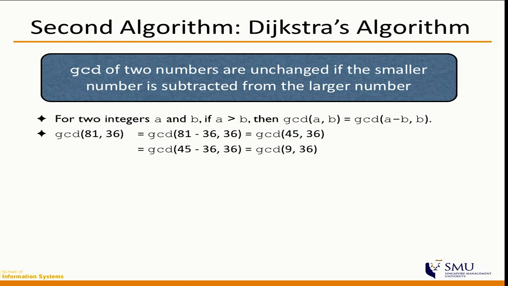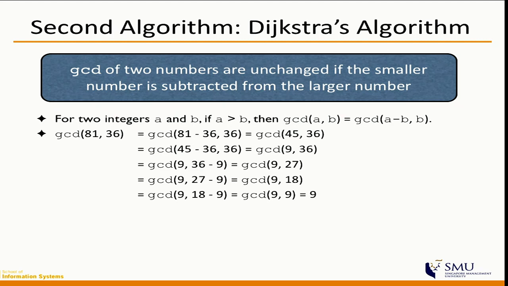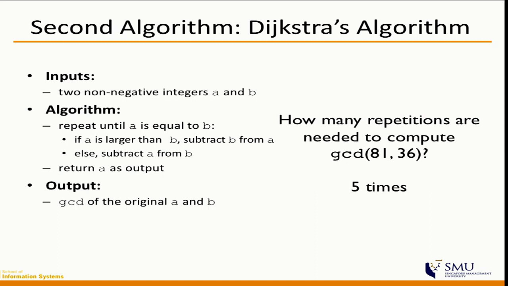Then you transform it again into a smaller problem: 9 and 36, 9 and 27, 9 and 18, and finally you get 9 and 9. You cannot get any smaller than that. You have already found the answer. How many steps do you take? In this case, you only take 5 tries. The problem gets smaller and smaller much faster.